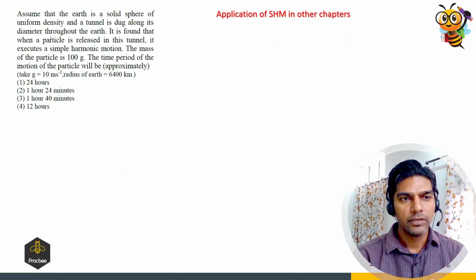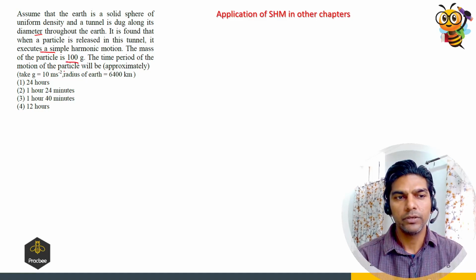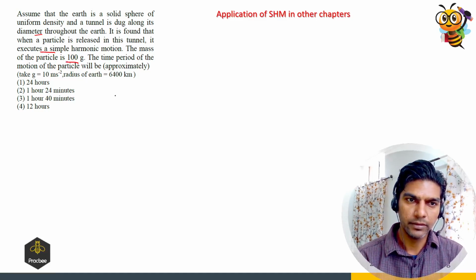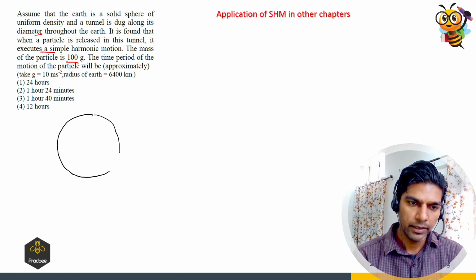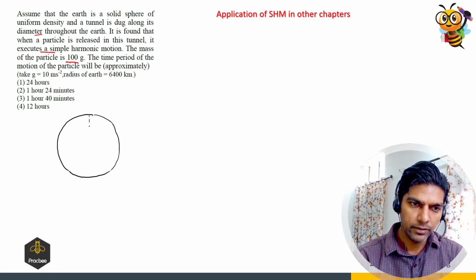Now let us see this question. Assume that the earth is a solid sphere of uniform density, and a tunnel is dug along its diameter throughout the earth. It is found that when a particle is released in this tunnel, it executes simple harmonic motion. The mass of the particle is 100 grams. The time period of the motion of the particle will be? So here we have to find the time period, and we are given to assume earth to be a uniform solid sphere, and we have created a tunnel which is passing through the center of the earth.